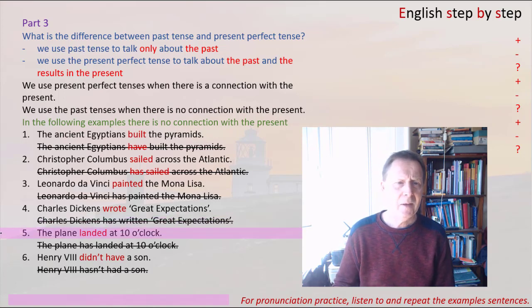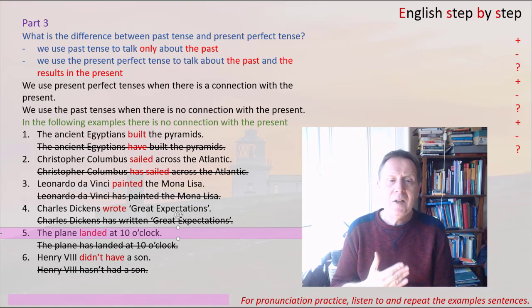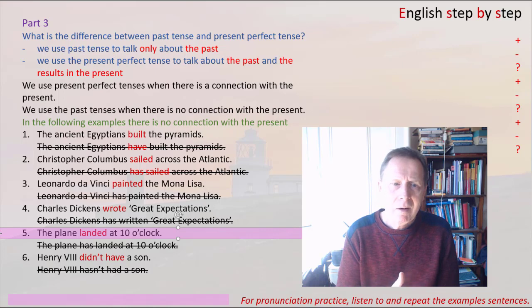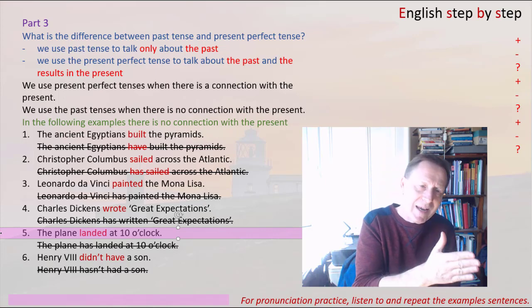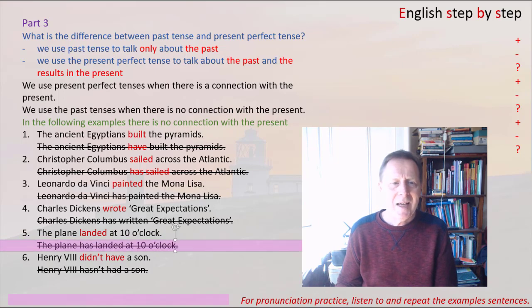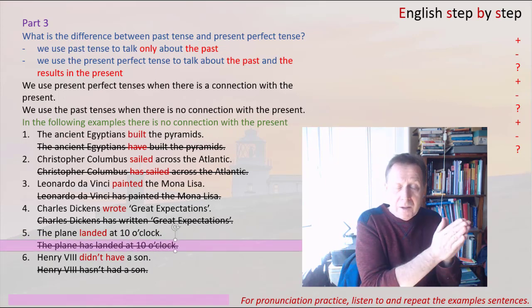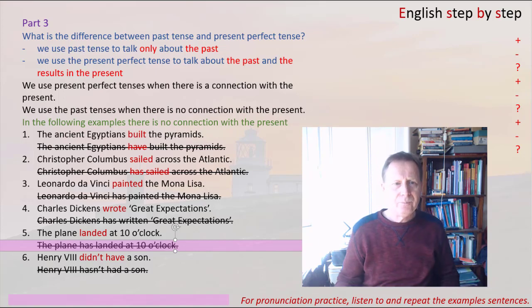Number 5. Well, this is not an example from a history book, but it's the same idea. The plane landed at 10 o'clock because 10 o'clock is in the past and it's finished. The plane has landed at 10 o'clock. Well, that's not logical because it's a finished action.